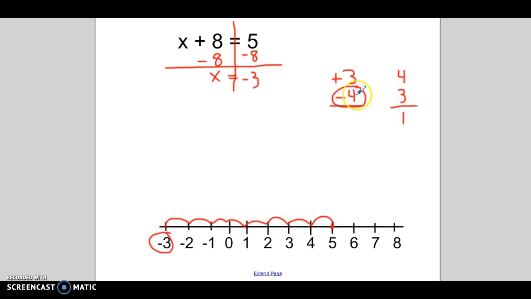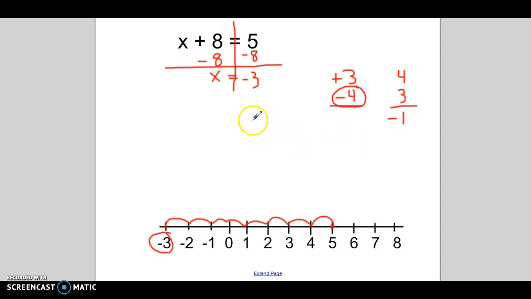I'm going to look back at the one that I circled, and whatever sign is in front of that one is the sign that's going to be in front of my answer. So if the larger number is negative, your answer is going to be negative. If the larger number is positive, your answer is going to be positive.